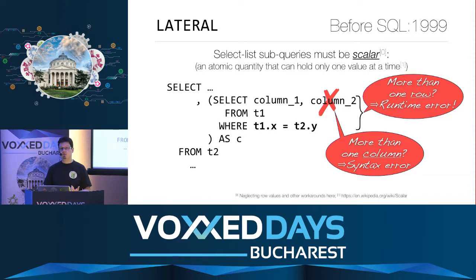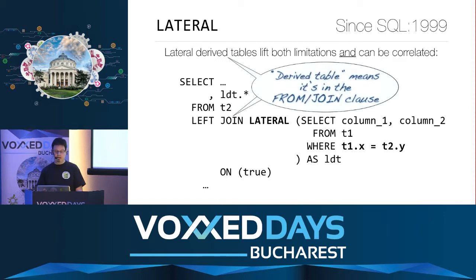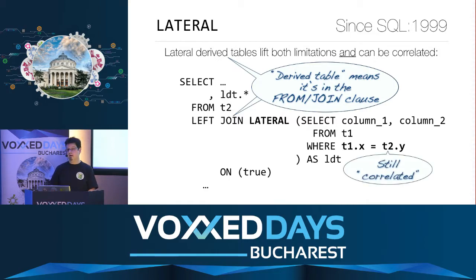And there's now a solution to lift both limitations, the row and the column limitation. This is called the lateral derived table. That's the technical term for it. What does it mean? A derived table just basically means it's a subquery in the from clause, as you can see here. And if you prefix that subquery with lateral, then you are allowed to do a correlation like we did in the subquery above, in the select list. If you see here in the where clause in the subquery, it says T1.x equals T2.y, and T2 is the outside table. This is allowed with this lateral keyword. So we still have the correlation here, and we can select many columns and many rows.